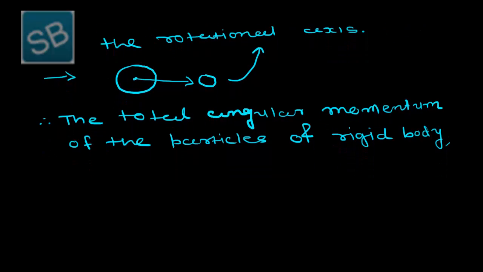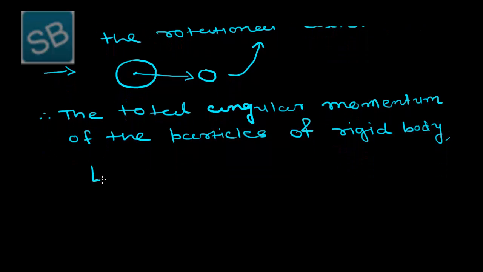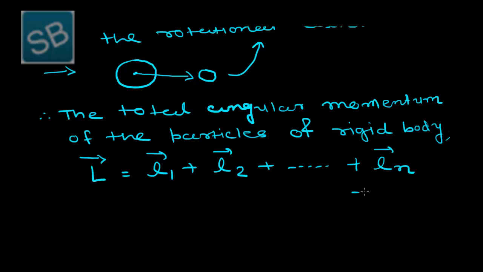And that is given by vector L equals L1 vector plus L2 vector plus so on up to Ln vector. That is equation 1. Now I am substituting the values of the individual angular momenta. That means the value of L1 is r1 cross p1.